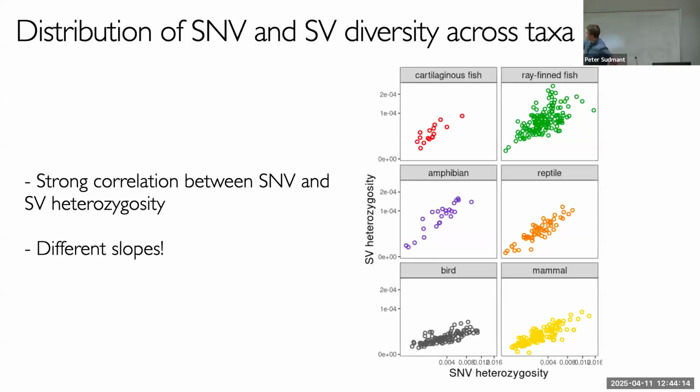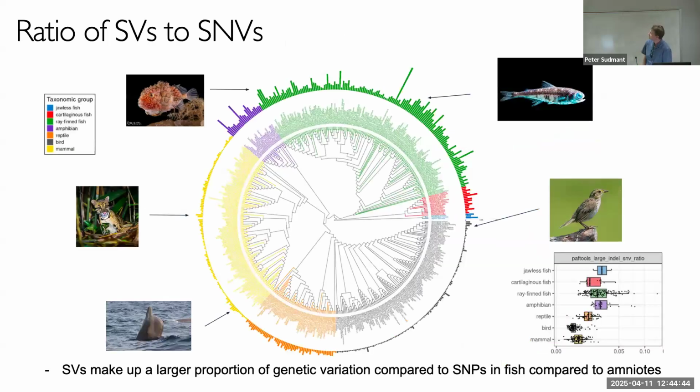But the thing that's crazy here is that the slopes of these lines are different. What that means is that for a given amount of diversity at the SNP level between two chromosomes in an individual, there's going to be more or less structural variant diversity. We can quantify that by taking just the ratio of those. We just divide structural variant heterozygosity by the SNP heterozygosity, which is again not perfect, but it's a pretty reasonable metric. And what that gives you is a picture that looks like this.